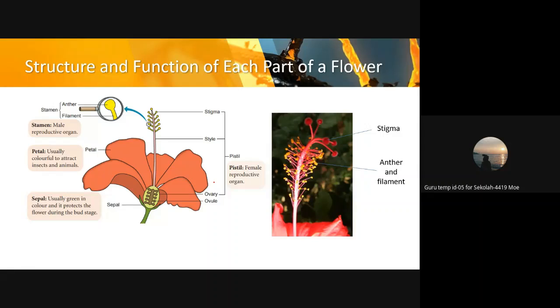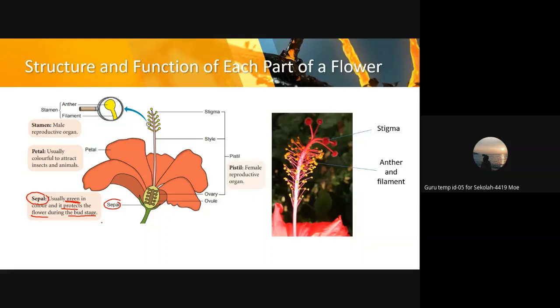This is an example of a flower. What flower is this? It is hibiscus. The first one is sepal. It is pronounced as sepal, not sepal. For sepal, it is usually green in color, as you can see here. It protects the flower during the bud stage. Protect the flower during the bud stage.